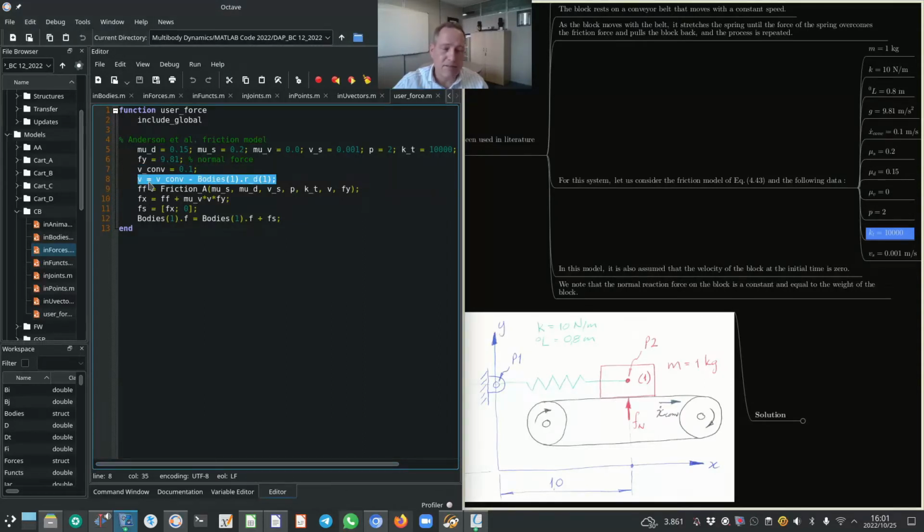The next line of code calculates the speed difference between the block and the conveyor. It does so by taking the conveyor speed and subtracting the x component of the velocity of body 1. That's done by taking bodies(1).r_d, and we're looking for the x component, which is the 1 that you see on the screen.